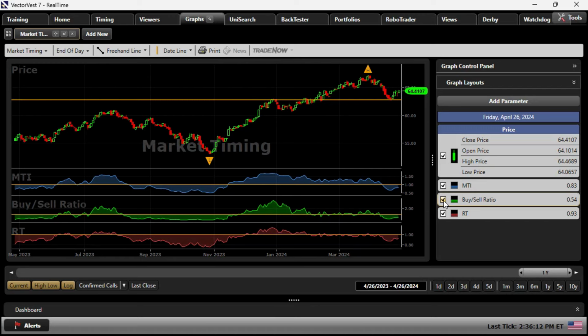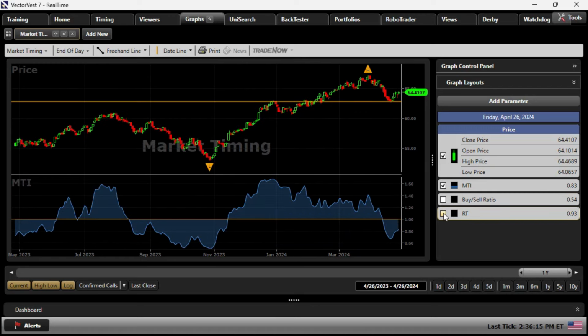Let's take off the buy to sell ratio. Let's take off the RT. Now, we're going to talk about 2 trends here. First is the primary wave, which simply looks at the week-over-week movement of the VectorVest composite. Nothing more, nothing less. It is very, very simple.